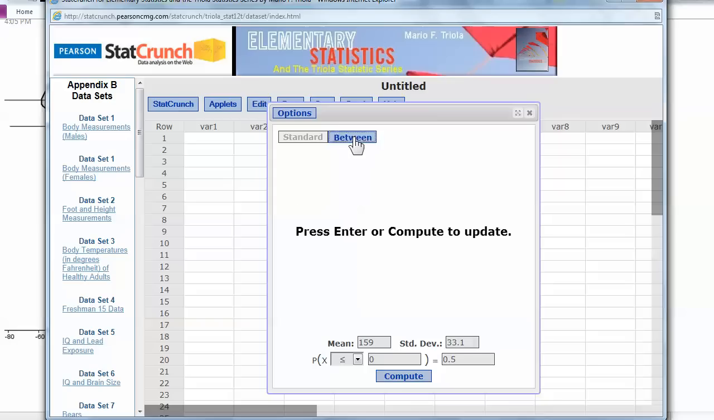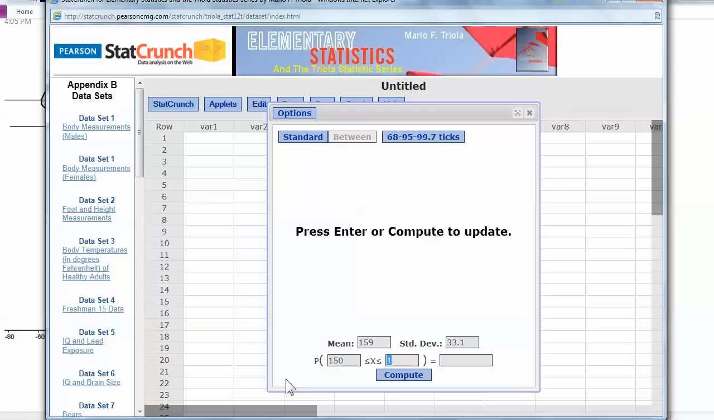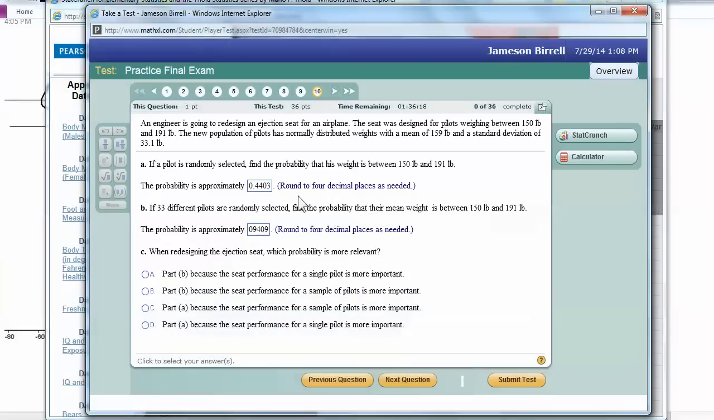And then I'm going to choose between. Cool feature that's available on the calculator, has been on the calculator for a long time, but recently became available on StatCrunch. It's also on StatDisk. And unfortunately, Excel, you'd have to pre-program it, but you could kind of make this happen there too. From 150 to 191, this should be the first number we got, which is rounded the same, 4403.